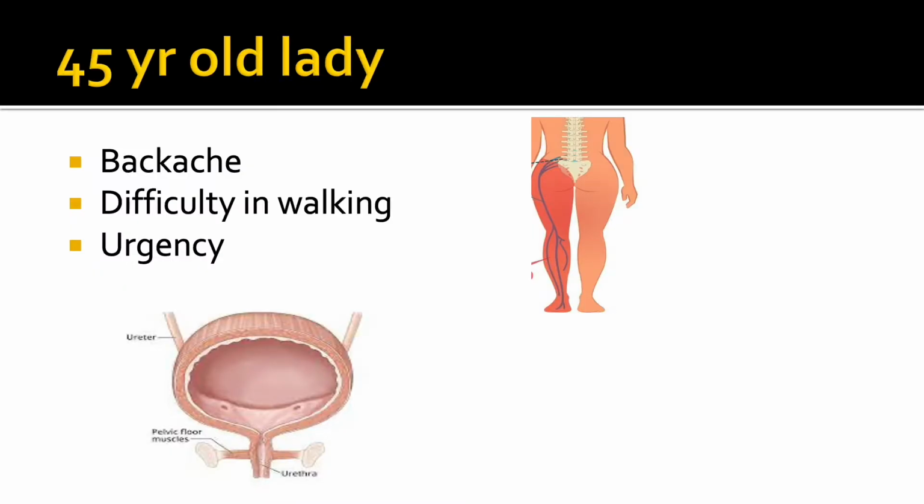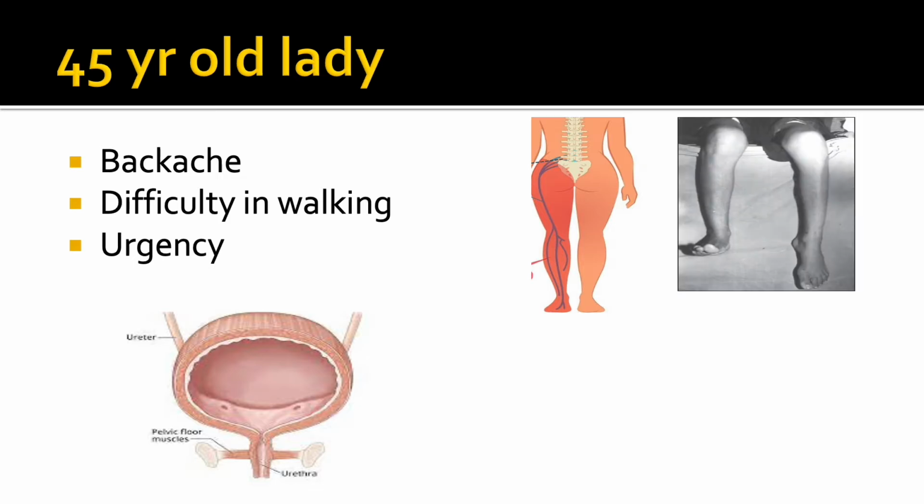So let us start with a case. This is a story of a 45-year-old lady who came with backache, difficulty in walking and urgency in micturition. The pain she described as starting from the lower back, going down bilaterally. That is the sciatic pain. She had a bilateral leg pain.